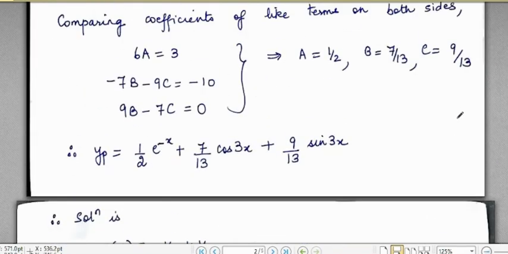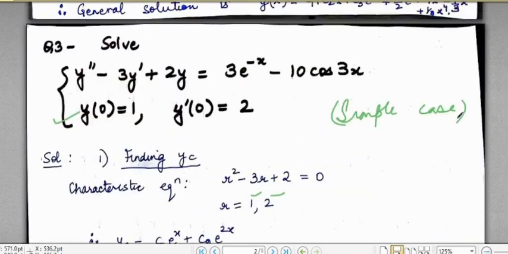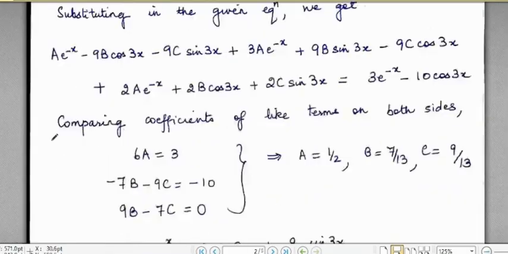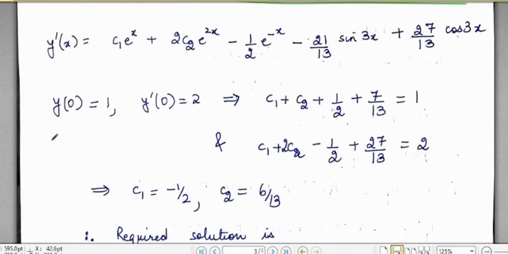But wait, this was not just a simple differential equation, it was an initial value problem. There were two conditions also attached with the question. So you have to do some extra work here. You will have to use these two conditions to find out the values of C1 and C2. The first condition is y at 0 is 1 and the second condition is y dash at 0 is 2.